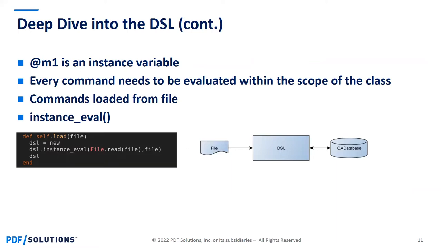So what's happening essentially, for instance, if you load a file, instead of me writing these commands in the shell, I could just write these 3 or 4 commands in a text file, give the text file to my DSL, and the DSL interacts then with OpenAccess. But under the hood, again, what happens is that I evaluate these commands in the context of the class, and this is why you have this instance eval method, where you give it essentially line by line, and everything will be evaluated in the context of that class. Okay.